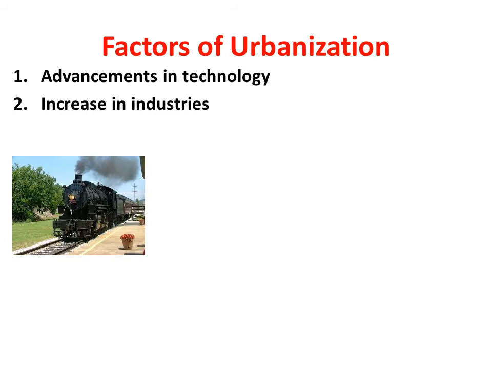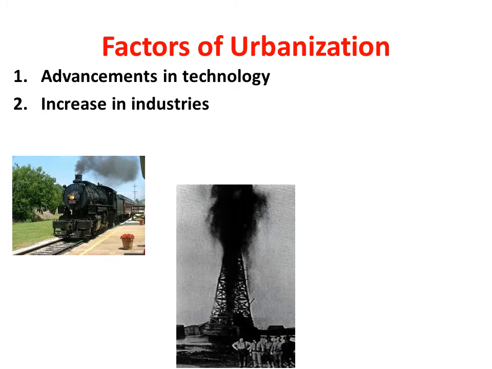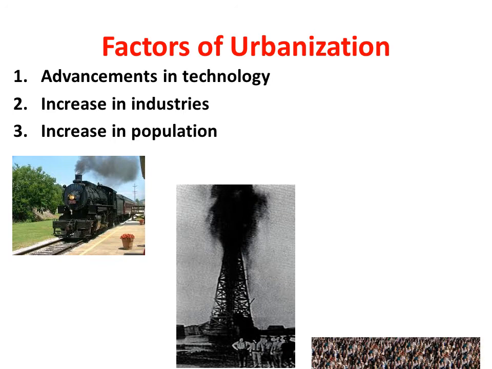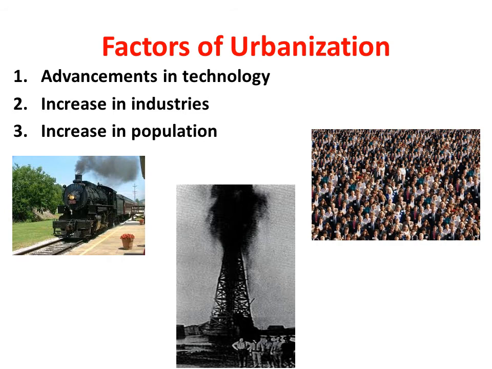With advanced technology came increased industries. We've done a big study of those. You've got the oil industry, the cotton industry, the railroad industry, as well as the cattle industry that helped lead to the development and the urbanization of Texas. And finally, the last factor that led to the urbanization of Texas was the increase in population and the increase of people throughout the state.